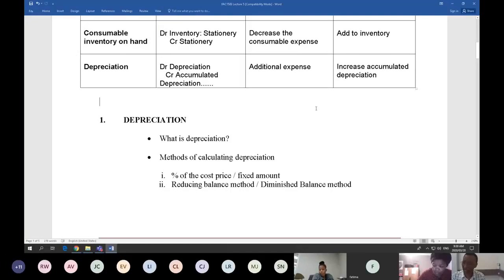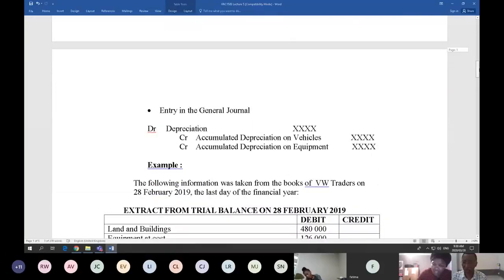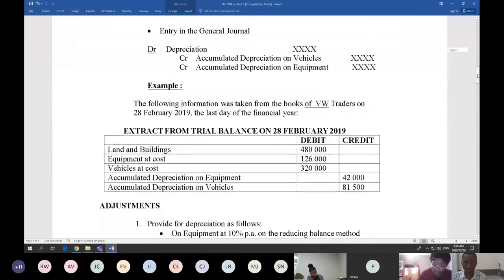Now, the impact on our financial statements. In the statement of profit and loss and other comprehensive income, depreciation is an additional expense. We will have more expenses. And in your statement of financial position, there's more accumulated depreciation, because every year's depreciation gets added onto accumulated depreciation. And so your accumulated depreciation will increase. Okay, guys, that will take care of our adjustments.